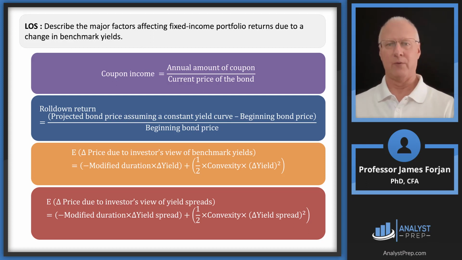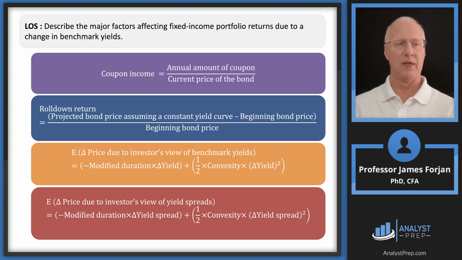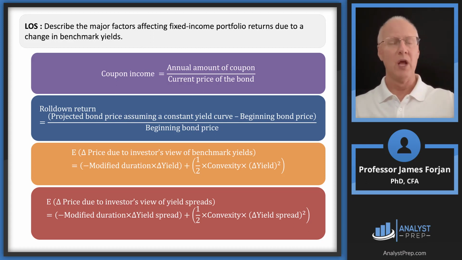Look at the very top, annual amount of the coupon divided by the current price of the bond. That gives you what's known as the current yield on the bond, and then the roll down return. That's just really a simple F over P minus 1. Notice this is important in there, assuming a constant yield curve. So that roll down return, and what I was saying earlier about the discount and the bond selling at a premium, if the yield stays the same, then bonds that sell for a discount will experience a capital gain. Bonds that sell at a premium will experience a capital loss.